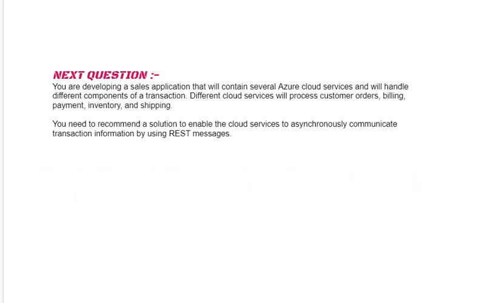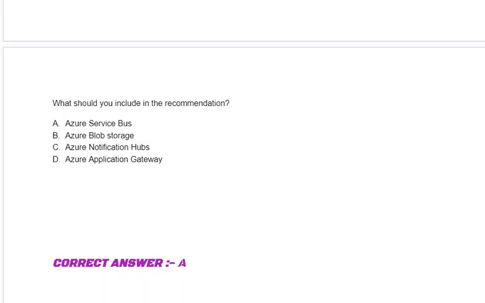Question is, you are developing a sales application that will contain several Azure cloud services and will handle different components of a transaction. Different cloud services will process customer orders, billing, payment, inventory, and shipping. You need to recommend a solution to enable the cloud services to asynchronously communicate transaction information by using REST messages. What should you include in the recommendation?